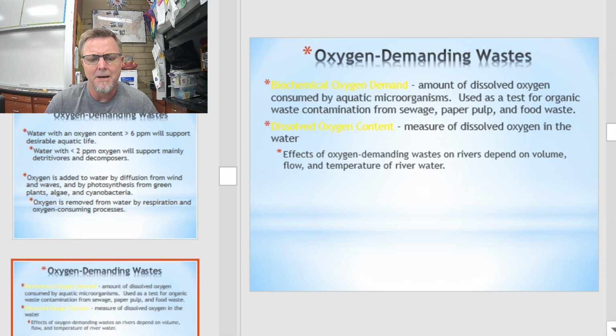Now, when you think about oxygen demanding waste, remember, the biochemical oxygen demand is the amount of dissolved oxygen consumed by aquatic organisms, and you use that as a test of organic waste contamination from sewage, paper pulp, and food waste. The dissolved oxygen content is a measure of the dissolved oxygen in the water, and the effects of oxygen demanding waste on rivers depend on volume, flow, and temperature.